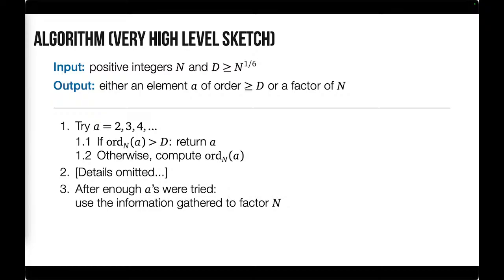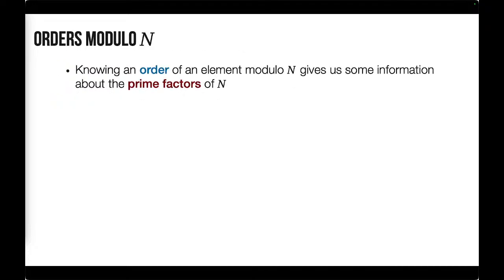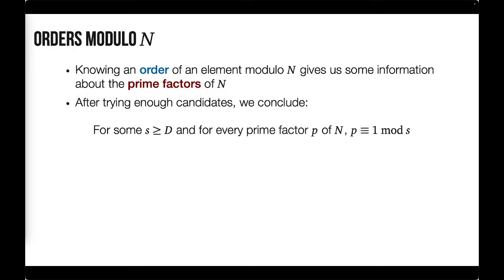Okay, but again, let's focus on the last part for a second. Like I told you, I tried to convince you that knowing the order of an element gives you some information about the prime factors. The exact information we get is on residue classes of the prime factors modulo some large number. So we get some number, which I called S, which is at least D, such that all the prime factors of N are 1 modulo S. In some sense, we have eliminated 1 over S of the search space. We have focused on 1 over S of the search space, right? We have eliminated all other residue classes.